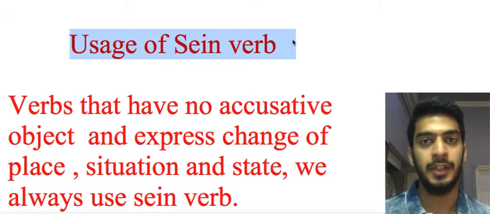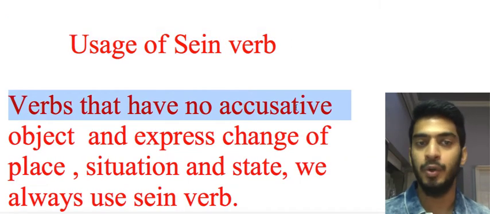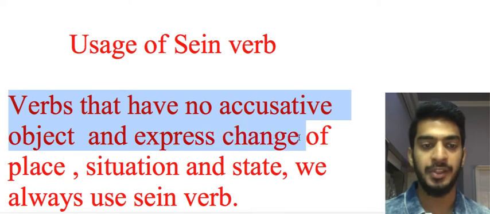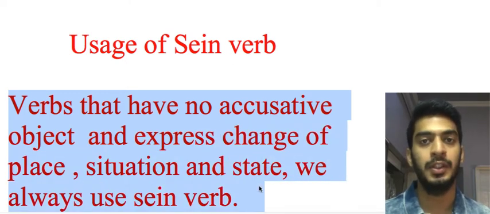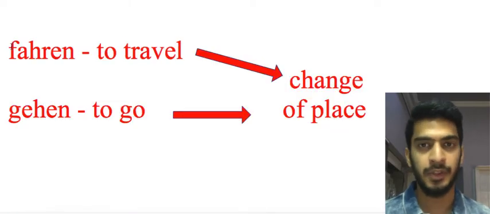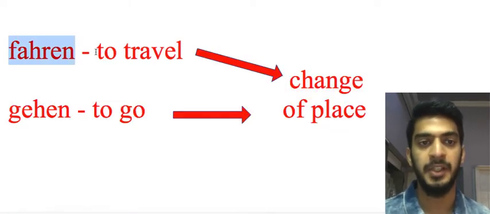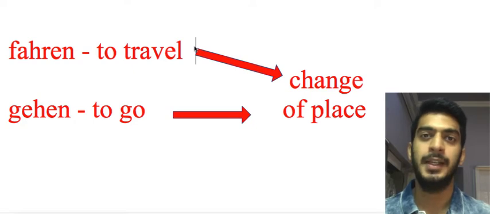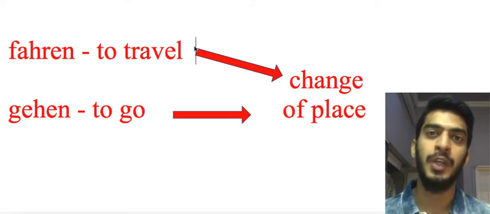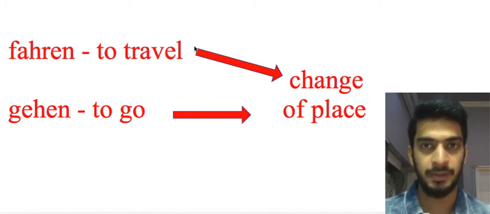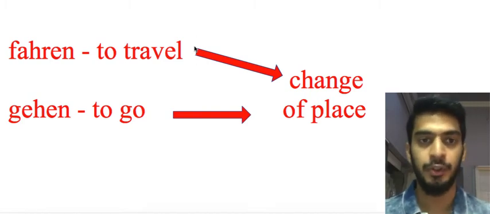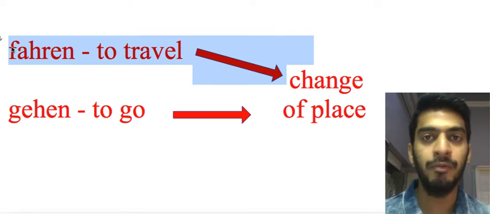Usage of the sein form. For verbs that have no accusative object and express change of place, situation and state, we always use the sein form. We have two examples here. Fahren, which means to travel. Let's take an example: I'm traveling from New Delhi to Jaipur. As we can figure out, there is a change of place from New Delhi to Jaipur. So, this is a movement verb.